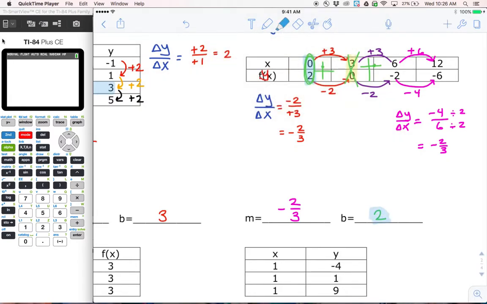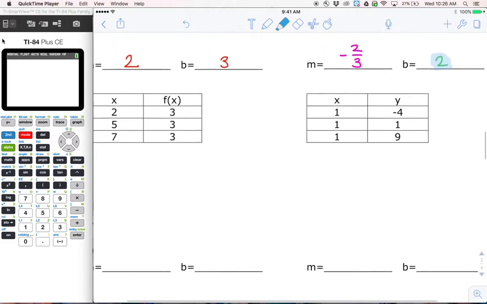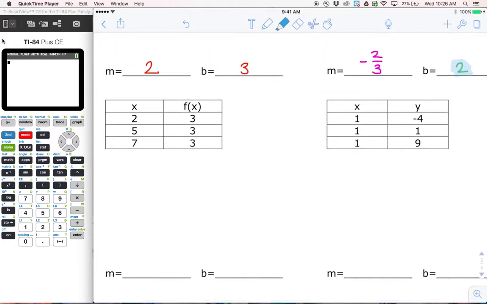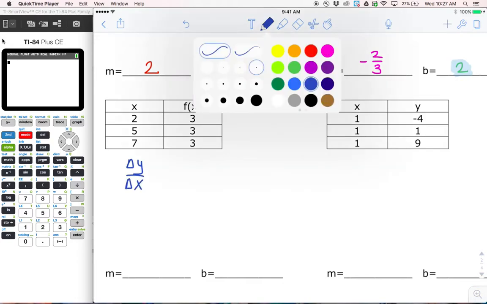Bottom 2 equations. Here we go. On the left, we've got x and y, and we know that slope is change in y over change in x, right? Let me change my colors again to stay consistent, sorry. We've got change in y over change in x. Okay, let's take a look at what's happening.